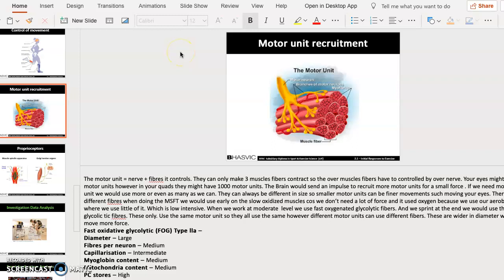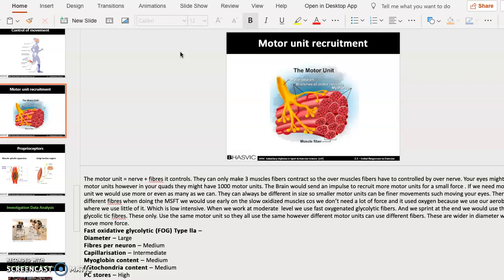Motor unit recruitment. A motor unit is the nerve plus the fibers which it controls. They can only make a few fibers contract, so other muscle fibers have to be controlled by other nerves. Your eyes might only have 3 motor units, however in your quads you might have over 1,000 motor units. The brain sends impulses to recruit fewer motor units for a small force. However, if we need a bigger force, we would use as many as we can. They can be different in size, so smaller motor units can be for finer movements, such as moving eyes.